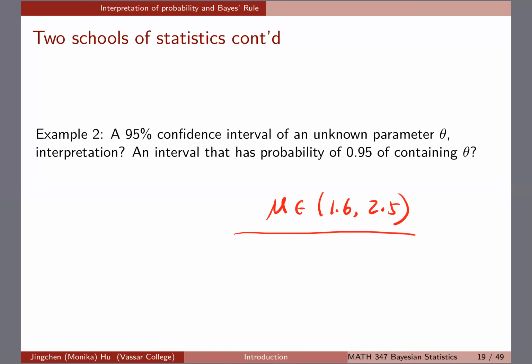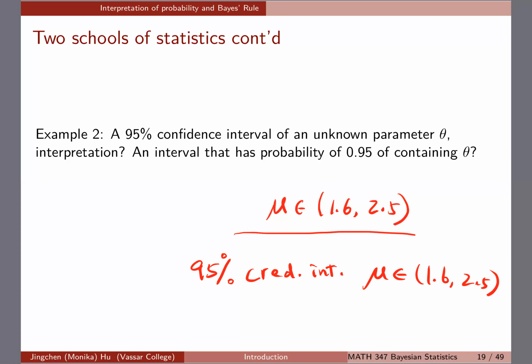But later on in this course, you will see that whenever we're talking about a 95% what we call credible interval, you can think of it as equivalent, but really it's a probability statement. Say, for example, if I come up with a credible interval of mu equals 1.6 to 2.5, and if it's 95%, then what we're saying is that there is a 95% probability that mu is going to be in that interval.